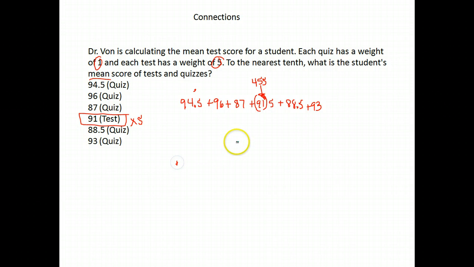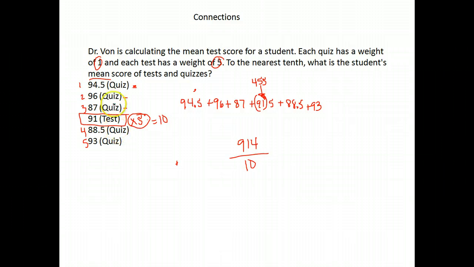Okay, so we get a total, because that's how we find an average: you total the scores, then you divide by the number of scores you have. But remember, each of these counts as 1, so we have 1, 2, 3, 4, 5. This one counts as 5 all by itself, so we have 5 plus 5 more counts as 10 parts to our average. So we're going to divide by 10.